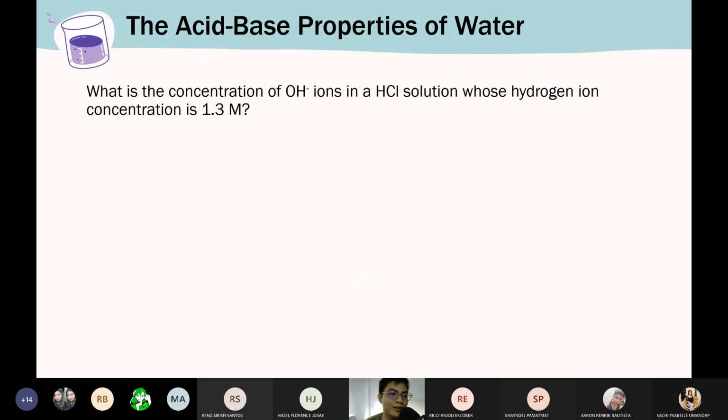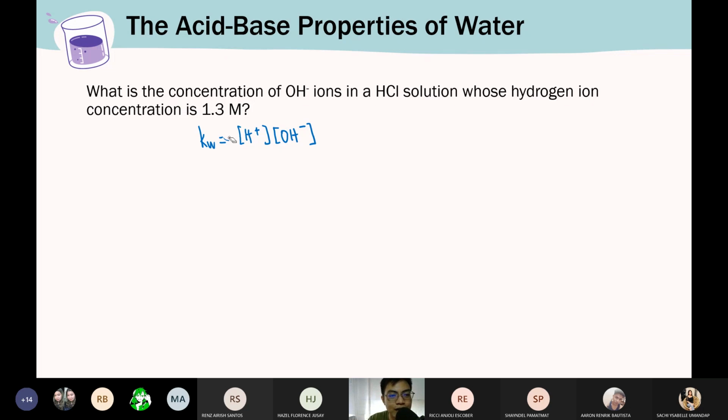Exercise 1. What is the concentration of OH in an HCl solution whose hydrogen ion concentration is 1.3 molar? Okay? Diba? Paano yun? Binigay yung H plus concentration, pero yung OH hinahanap. So, that's very easy to answer. Okay? Paano? You write your Kw. Okay? Because this relates the concentration of H plus and OH, right? So, pag binigay yung H plus, hinahanap OH, you write Kw. Okay? Because doon mo makukuha yung kanilang relationship.